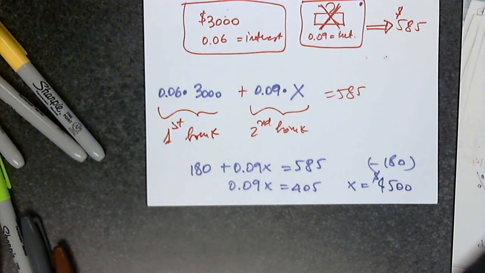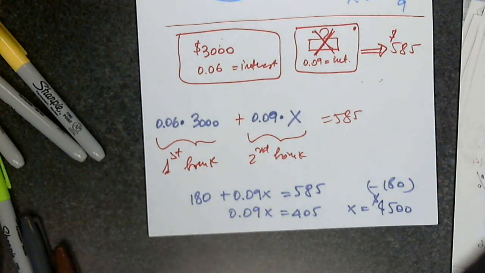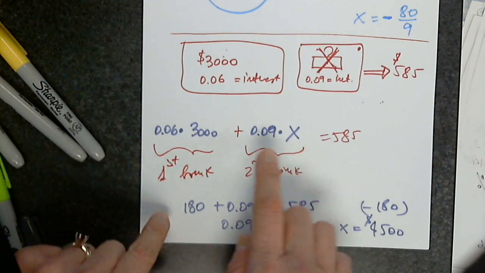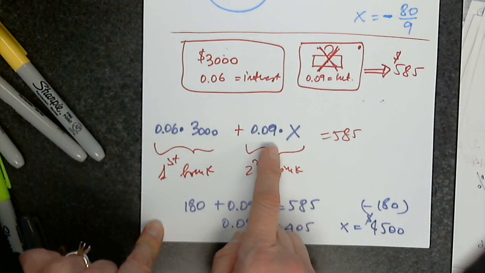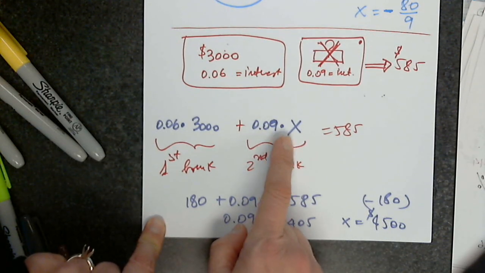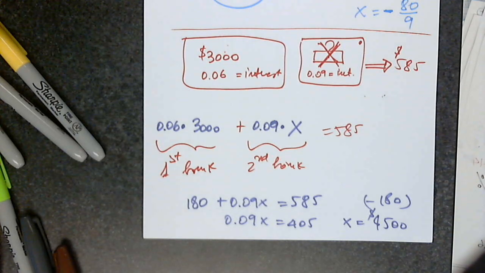Let's say I don't trust this. What do I do? Maybe I have doubts. I should always have doubts and say, did I do it correctly? So how do I check? Replace x with the amount. Let's try. 0.06 times 3,000 plus 0.09 times 4,500 should equal what? Should equal 585.